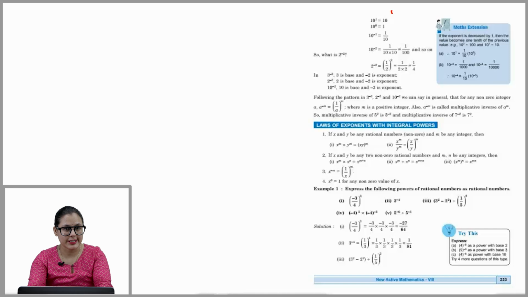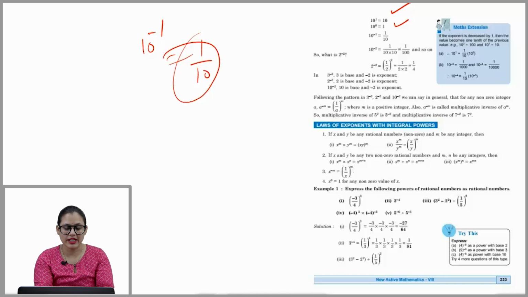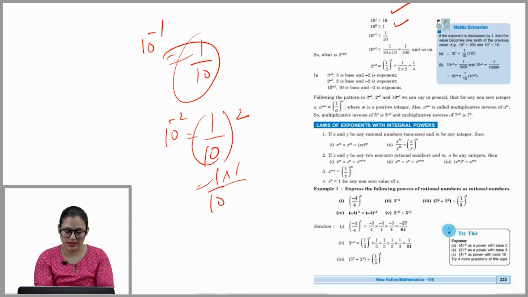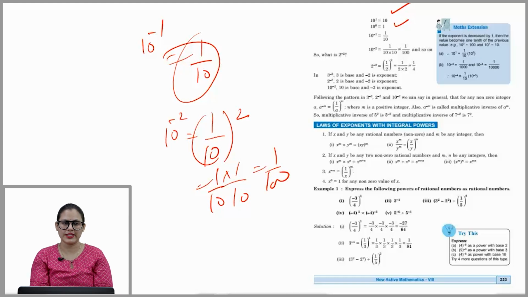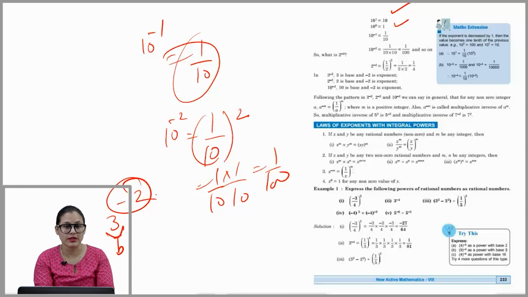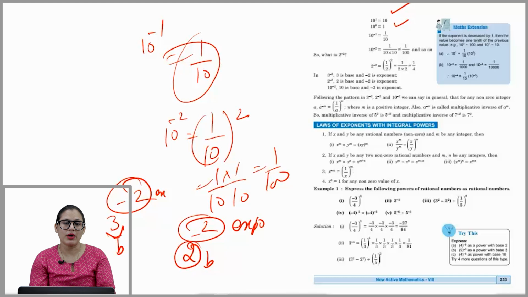10 raised to the power 1 is 10. 10 raised to the power 0 is 1. And 10 raised to the power minus 1 is 1 by 10. Okay? And 10 raised to the power minus 2 is 1 by 10 raised to the power 2, that is 1 by 10 into 1 by 10, that is 1 by 100 and so on, right. So in 3 raised to the power minus 2, see, this is the base and this is what? Exponent. 2 raised to the power minus 2, this is base and this is exponent, or you can say power. And 10 raised to the power minus 2, 10 is base and minus 2 is exponent.